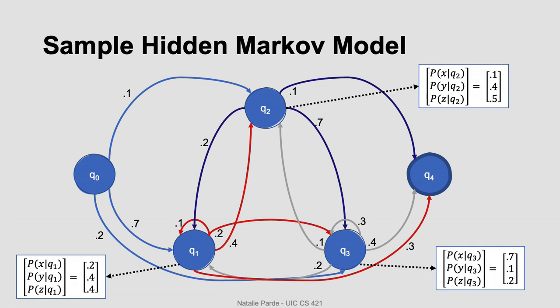So here's our same Markov model as before, but we've added some extra information. We now have probabilistic observations. So we know, for example, the probability of observing an X given that we're in Q1, the probability of observing a Y given that we're in Q2, and so forth.